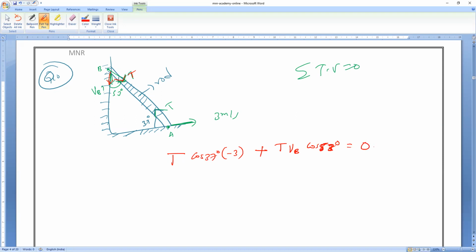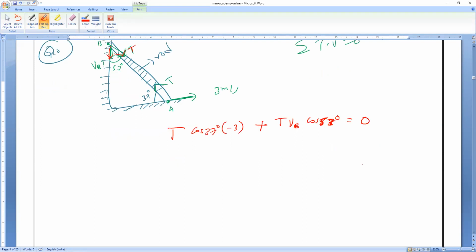Rudresh already finished it. Solve it, everybody. Sir, here 4 meters per second. So what will happen? T will get cancelled. Then VB cos 53 is equal to cos 37 into 3. Am I right or wrong? So cos 53 value, please.